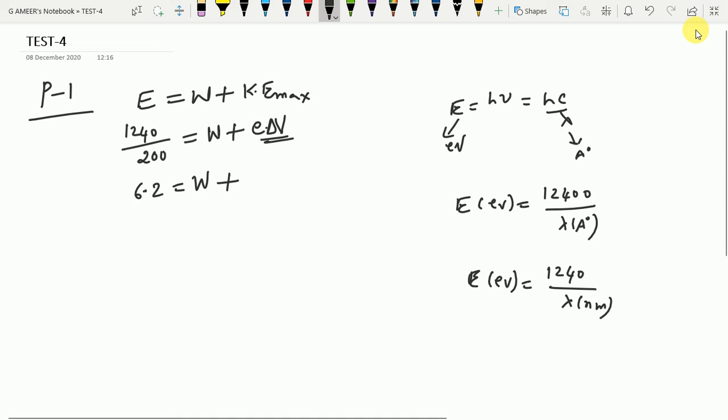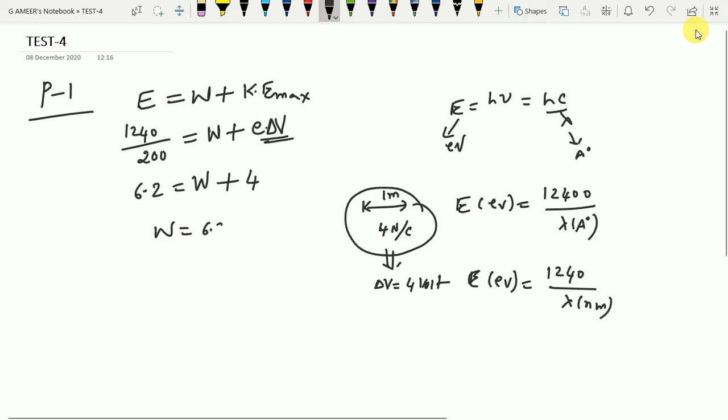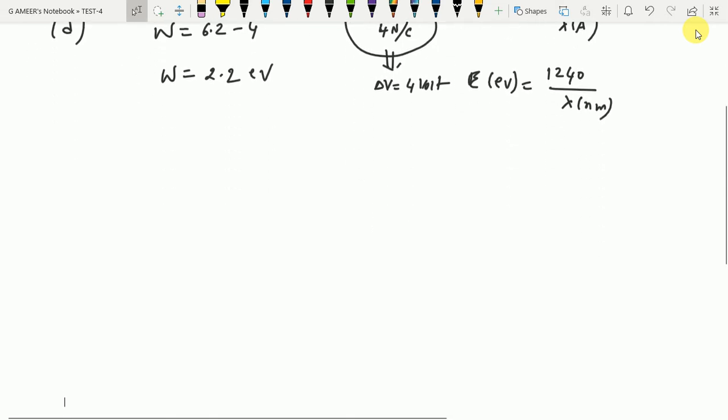So the electric field is existing over 1 meter with a value of 4 Newton per Coulomb. This means the potential difference is 4 volt. So 4 volts means 4 electron volts is the energy. Then the work function will become 6.2 minus 4, that is 2.2 electron volts. So 2.2 electron volts is there in the D option. So the correct option will be D. Okay, fine. So go for the next question.